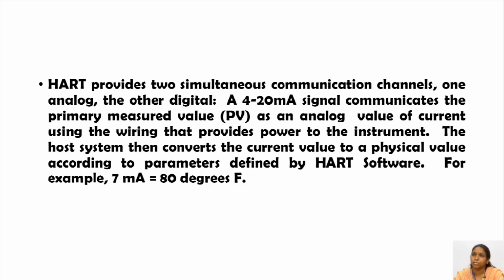HART provides two simultaneous communication channels, one analog, the other digital. A 4 to 20 milliampere signal communicates the primary measured value as an analog value of current using the wiring that provides power to the instrument. The HART system then converts the current value to a physical value according to the parameter defined by HART software. For example, 7 milliampere can be converted to 80° Fahrenheit.